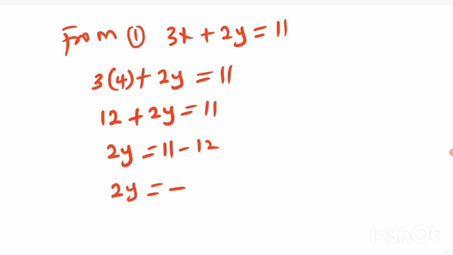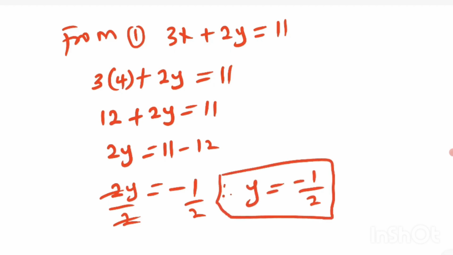2y is equal to minus 1. Let's divide both sides by 2. And therefore, 2 here, 1, 2 here, 1. y is equal to minus 1 over 2. This is the value of y.